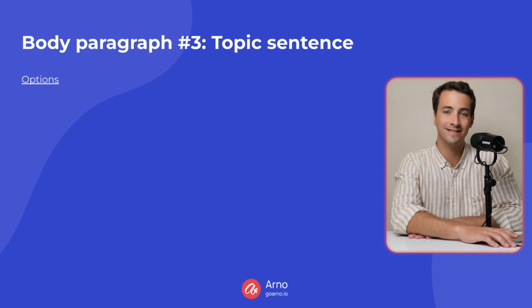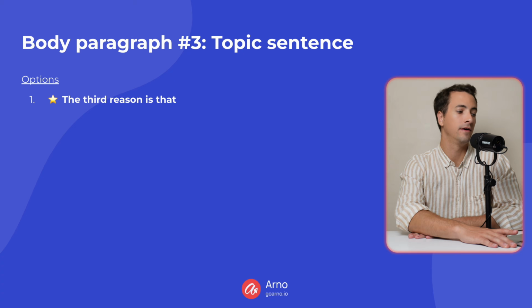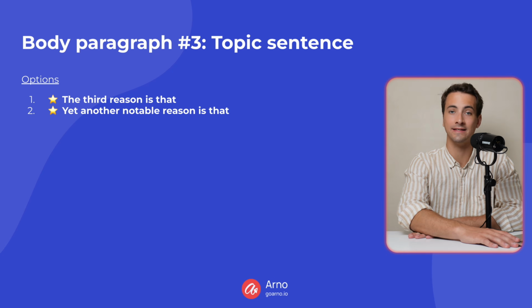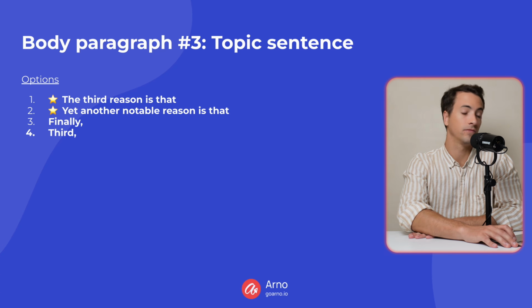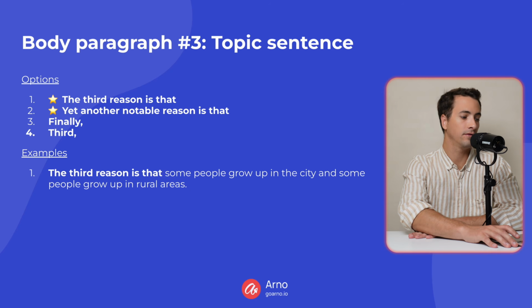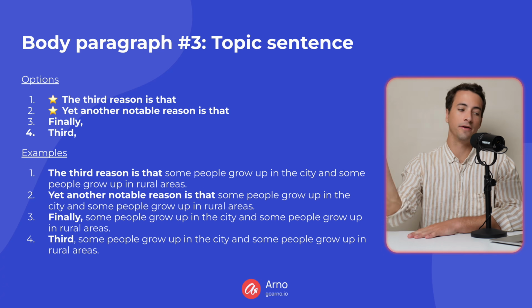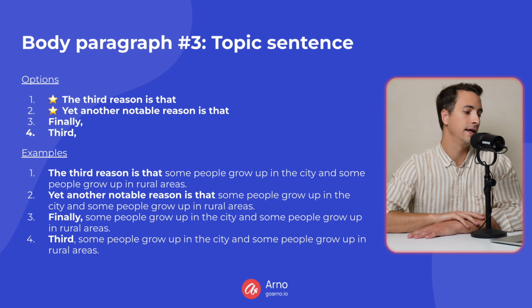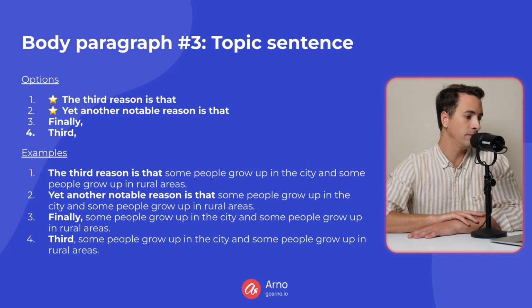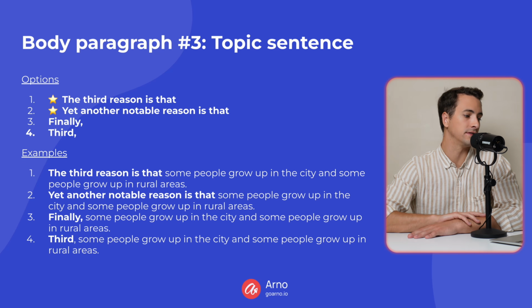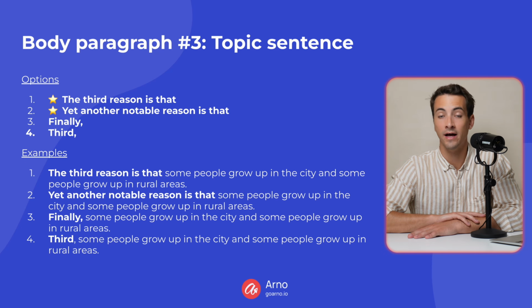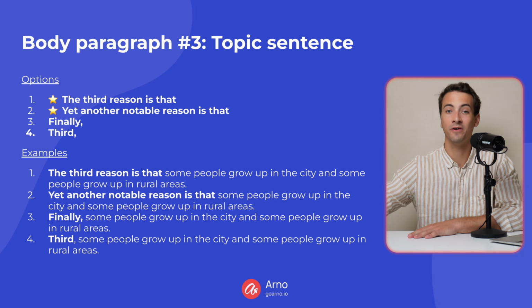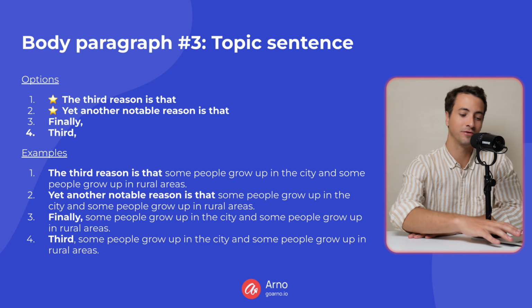For the topic sentence, here are the options. The third reason is that, yet another notable reason is that, or finally, or third. And then the full sentences like we've seen before, you simply take those options, you put them at the beginning, and then everything else that comes after is the same. So, for example, the third reason is that some people grow up in the city and some people grow up in rural areas.